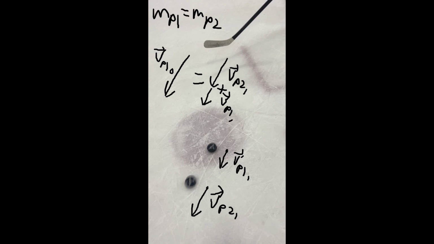If we perform some simple vector addition, it is clear that this situation does accurately represent the law of conservation of momentum, as the initial velocity of puck 1 plus 0, or the initial velocity of puck 2, is equal to the sum of the final velocities of puck 1 and puck 2. Since both pucks have the same mass, comparing the pucks' velocities is equivalent to comparing their momentum.